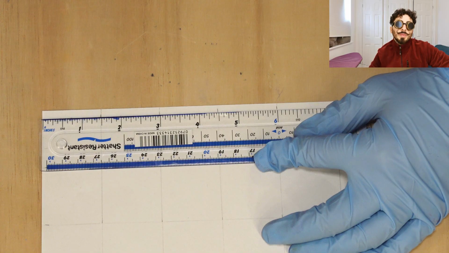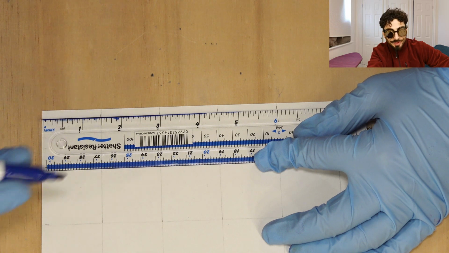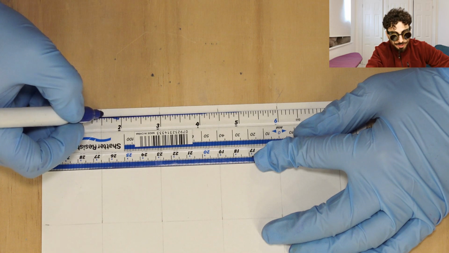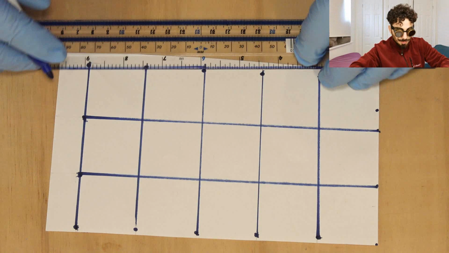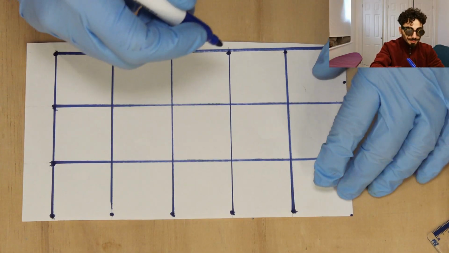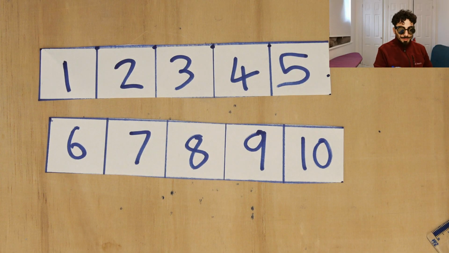Now that we've got our Numicon blocks, we're just going to make some squares to write our numbers on. You can make these as big or as small as you need. Of course, the bigger it is, the easier it's going to be for the children to write their numbers on. So I'm going to make my squares 1.5 inches each. And there's my squares, and of course write your numbers 1 to 10. And now quickly cut these out. 1 to 10.